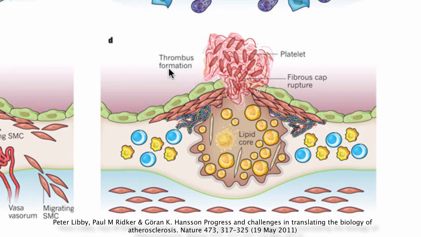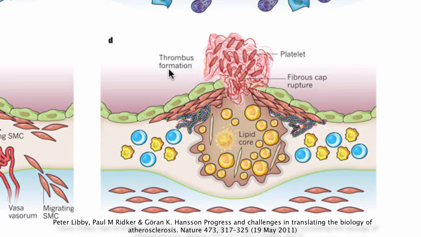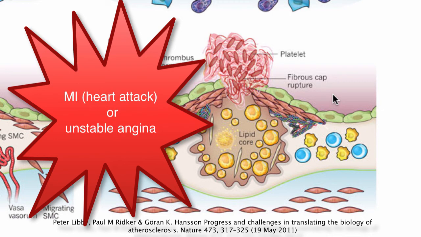When a plaque ruptures, it may expand into the lumen, limiting blood flow. If the thrombus breaks off and travels within the bloodstream, it is called a thromboembolus. As it travels through smaller vessels, which are more narrow, it eventually lodges within the vessel and blocks all blood flow, creating tissue ischemia. Plaque rupture is what causes acute coronary events, MIs, or unstable angina.